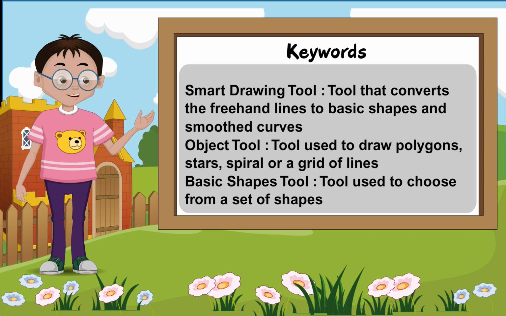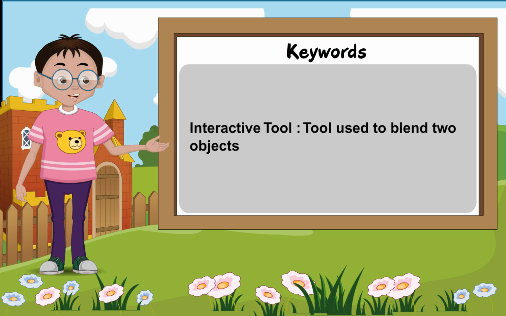Object tool. Tool used to draw polygons, stars, spirals, or a grid of lines. Basic shapes tool. Tool used to choose from a set of shapes. Interactive tool. Tool used to blend two objects.